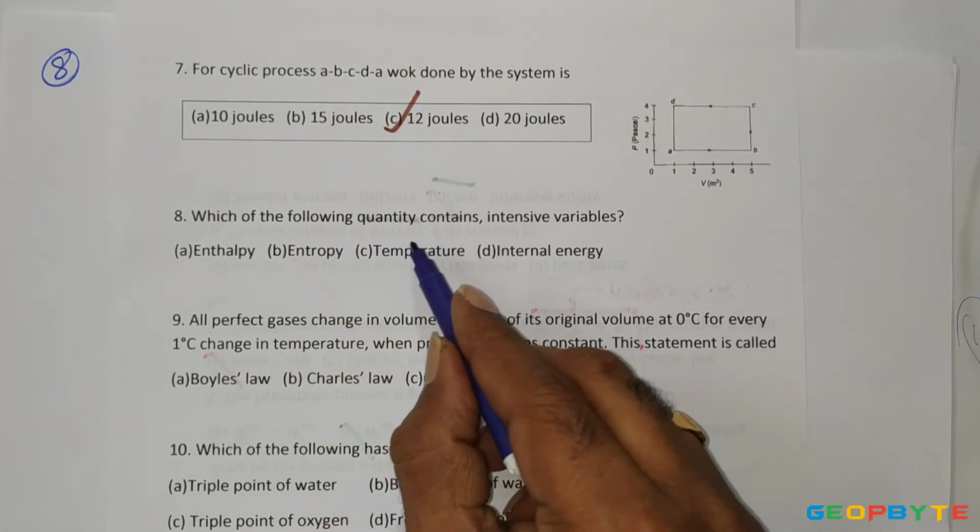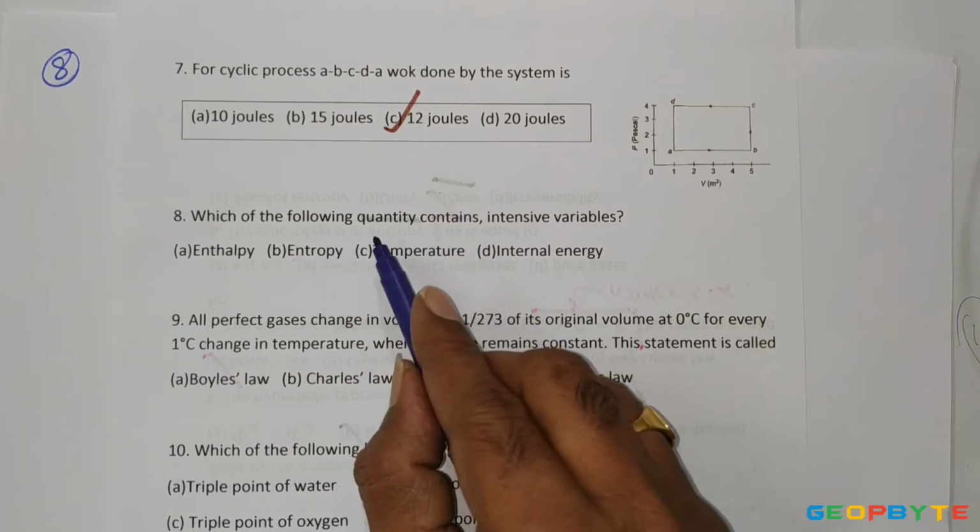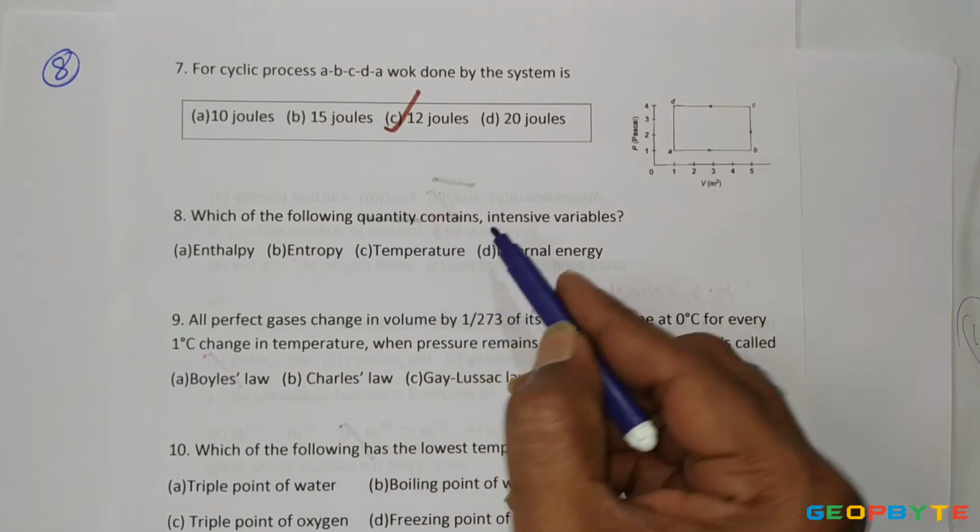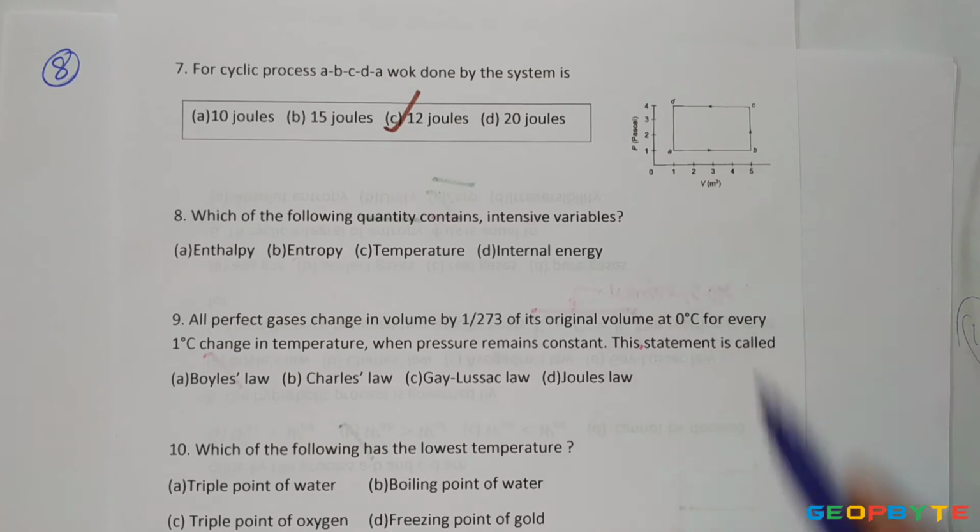Which of the following quantities contains an intensive property or intensive variable? As we know, the property which depends on the size or mass of the system is called an extensive property, and the property which does not depend on the size or mass of the system comes under intensive property.